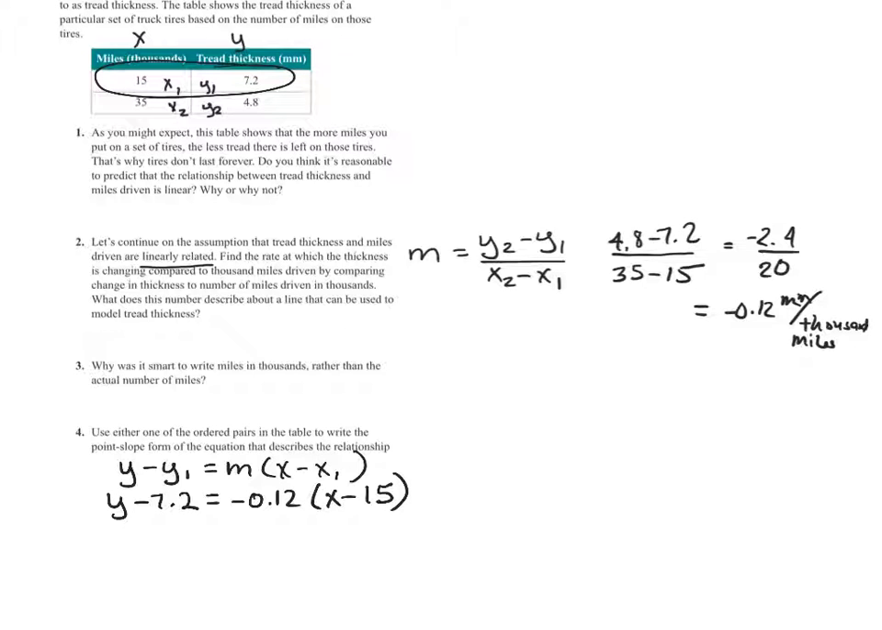Now, if you use the other point, you could have had y minus 4 and 8 tenths equals negative 12 hundredths times x minus 35. Okay, either one would have been fine.